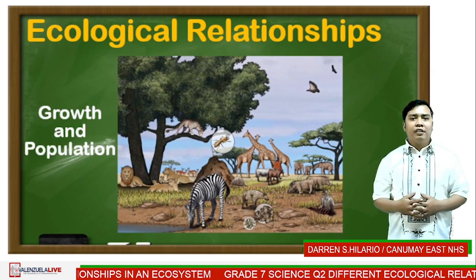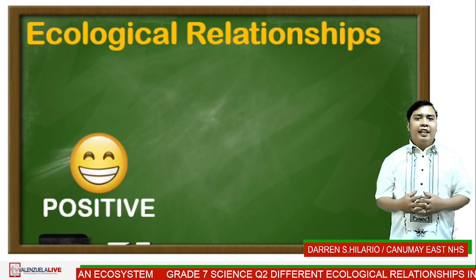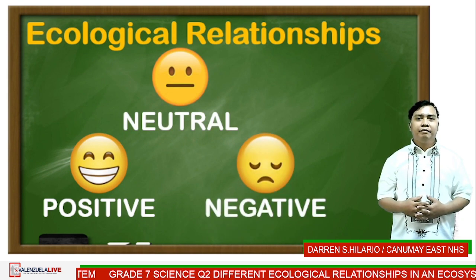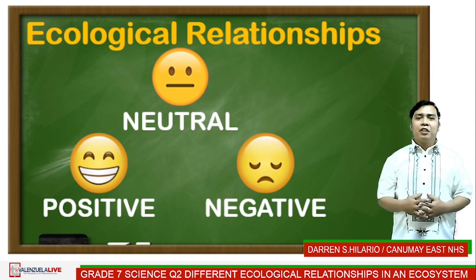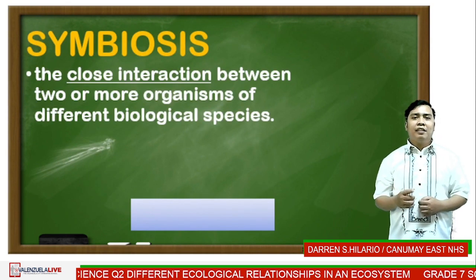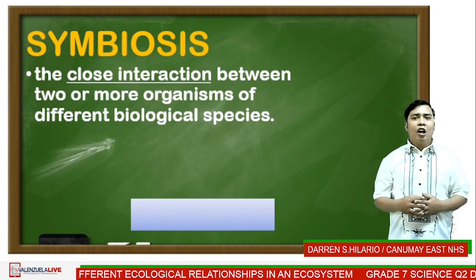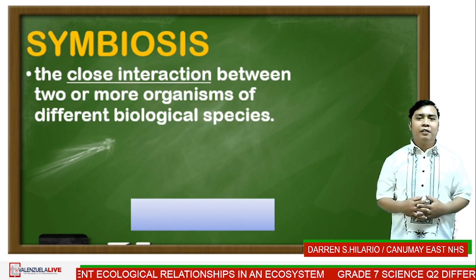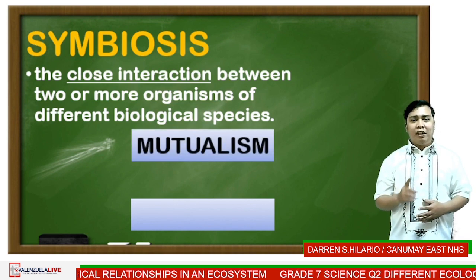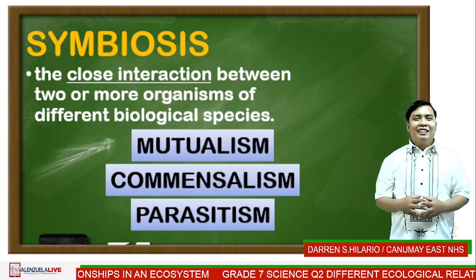These interactions may have positive, neutral, and negative influences in the interacting population. One of the interactions that occur in our ecosystem is symbiosis. Symbiosis is the close interaction between two or more organisms of different biological species. There are three types of symbiotic relationships: mutualism, commensalism, and parasitism. Let's define each of them.